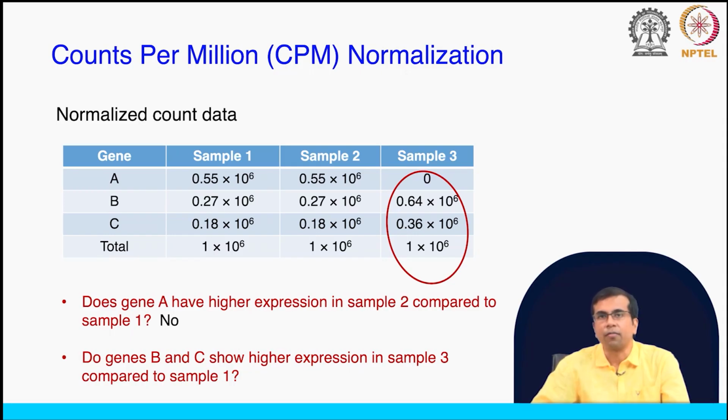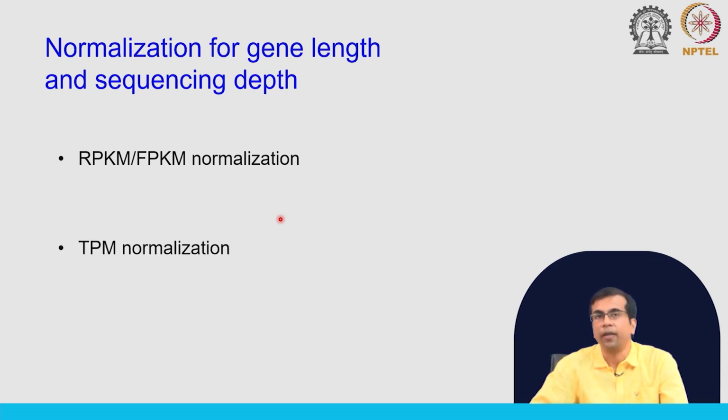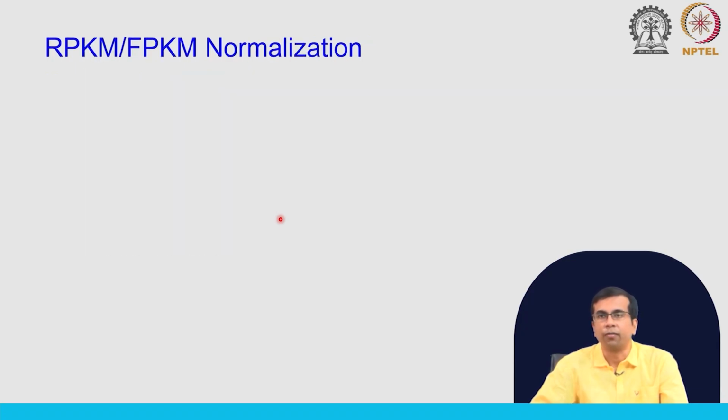All right. So, let us now move on to the next normalization. This will address gene length normalization as well as normalization for sequencing depth. The first one we will talk about is called RPKM or FPKM normalization. I will introduce these terms in a moment, and then we will also talk about the TPM normalization. So, let us start with RPKM FPKM normalization.